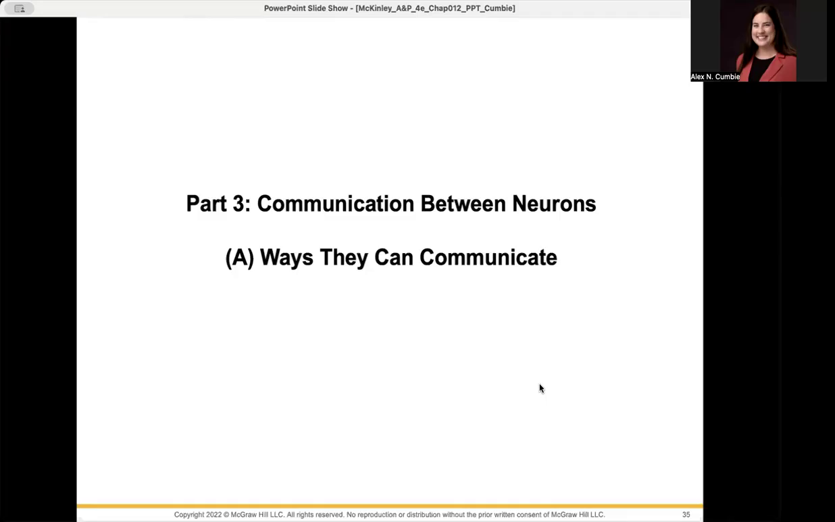This is the last section of chapter 12 that I'll review, and then you should have been working on chapter 13 and that associated parts, and there's another video for that. So the last 30 or so slides that we're going to go over are the last half of chapter 12, and this is how neurons communicate with each other. We'll start with A, ways they communicate first, and then we'll move on to a few other things.